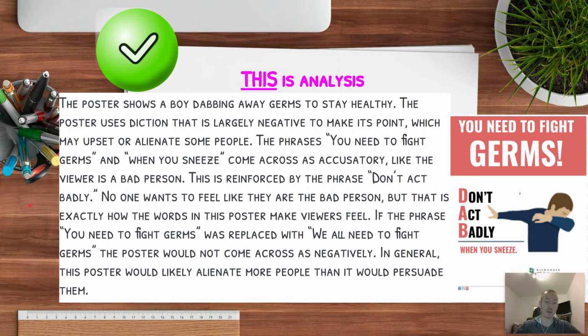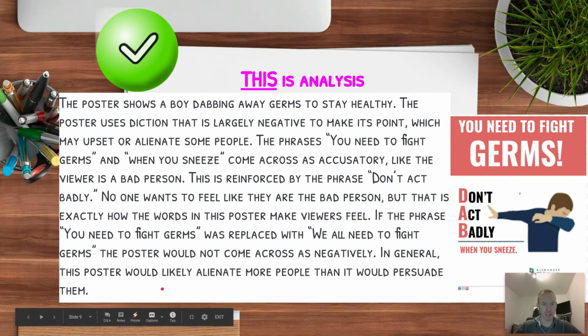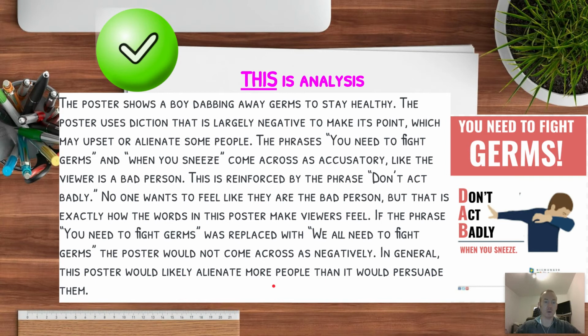If the phrase "you need to fight germs" was replaced with "we all need to fight germs," the poster would not come across as negatively. In general, this poster would likely alienate more people than it would persuade them.